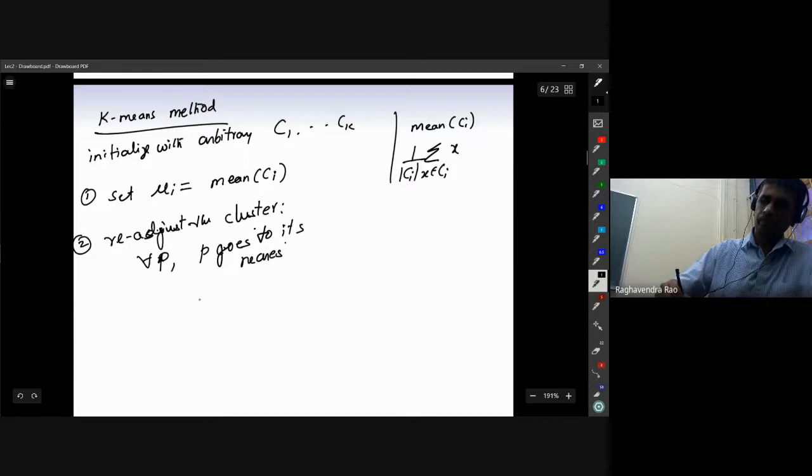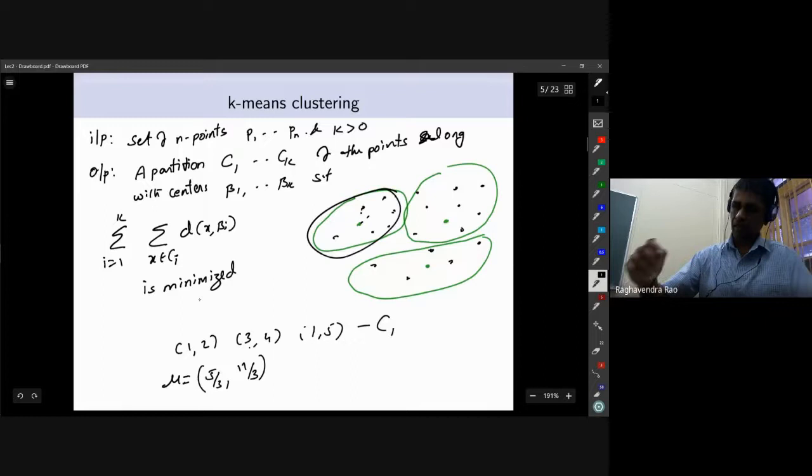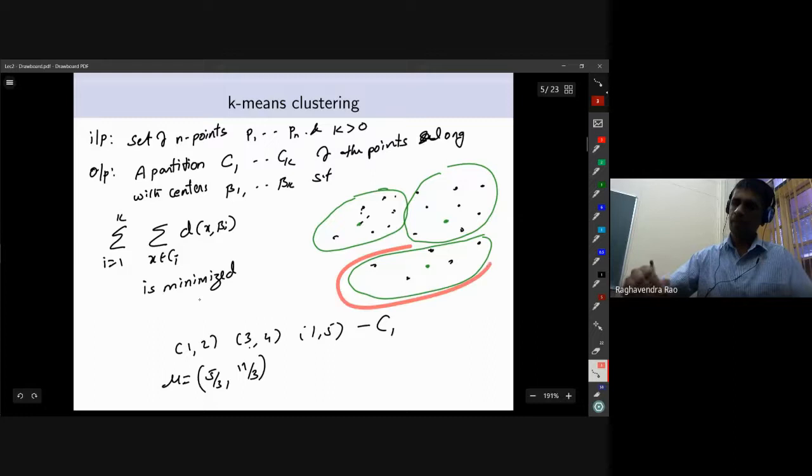Okay, so what you do is, say this was the original partition, these green circles. Now these were the means, and this may not be the mean, of course. In reality, I'm just representing it. Now, what you do is for every point, it checks which is the closest center. It goes to that cluster. So you do that reallocation, okay?